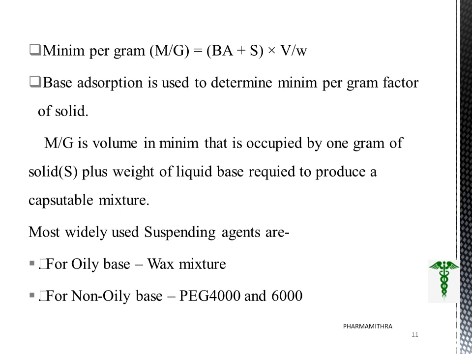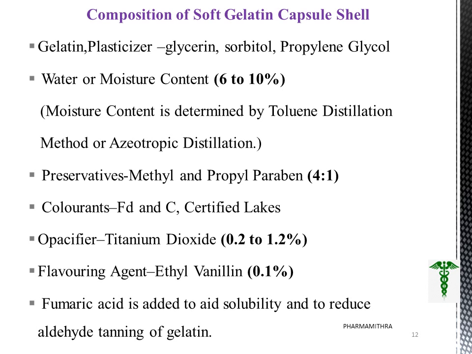Mostly widely used suspending agents: in case of an oily base we use wax mixture, and for a non-oily base we use PEG 4000 and 6000. Coming to the composition of the soft gelatin capsule shell, it contains gelatin, plasticizers like glycerin, sorbitol, propylene glycol, water, and moisture content between 6 to 10%, and this moisture content is determined by azeotropic distillation or toluene distillation method.